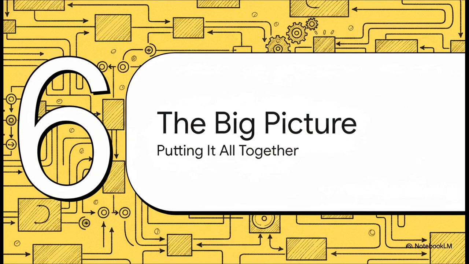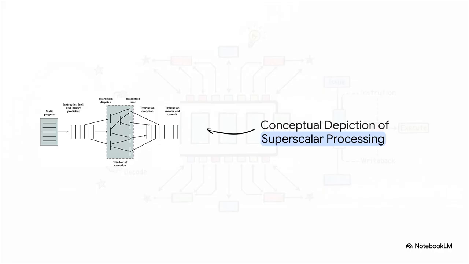All right, bringing it all home with Section 6, the big picture, putting it all together. We've spent a lot of time looking at the microscopic details here. The pipelines, the out-of-order execution, the register renaming. Let's move to a wider view and see how this builds into an entire, beautiful machine operating in perfect harmony.